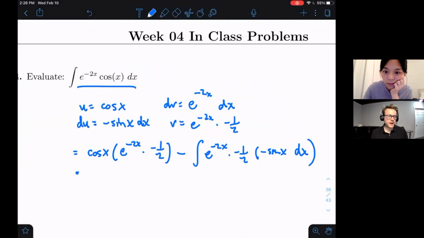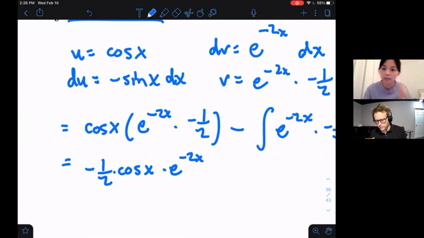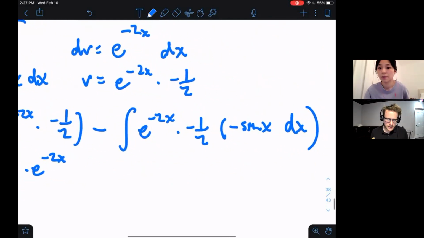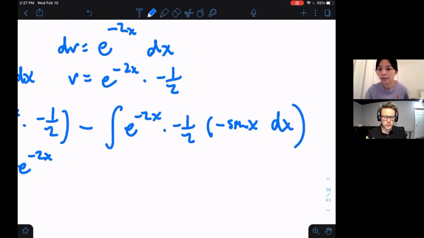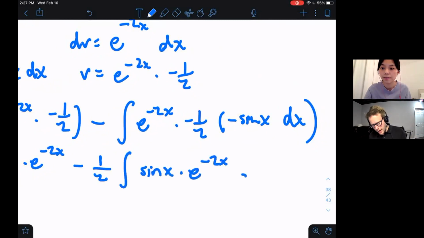Let's take a line to simplify this down before we look and see what exactly we have. So let's see, I have a negative 1/2 out here. I have a cosine, and I have an e to the negative 2x. That's in the first bit. In the second bit, it looks like I have a total of 3 negative signs. So it'd be minus, plus, minus. So yes, we have 3 negative signs. So this is going to be minus. We can bring out this 1/2 here. And then we're going to have the integral of sine times e to the negative 2x. And I think we got it all there.